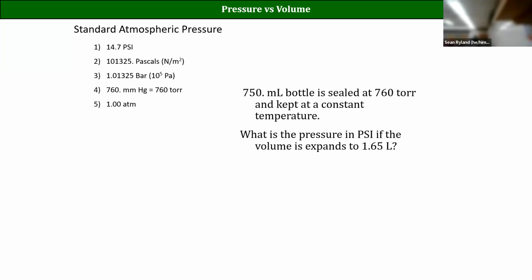All right, so let's do a practice problem. We've got P1 V1 equals P2 V2. We've got a 750 milliliter bottle sealed at 760 torr. What is the pressure if the volume expands to 1.75 liters? We take a bottle and we increase the volume.